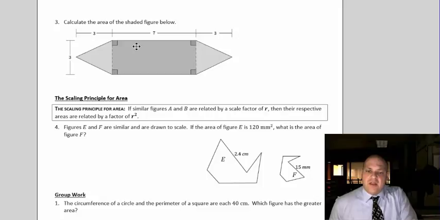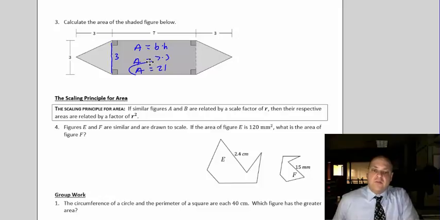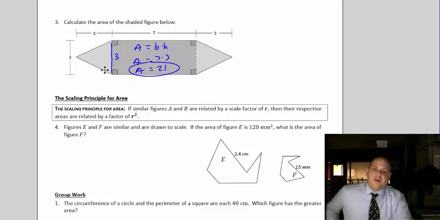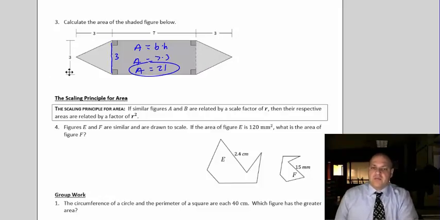The rectangle is base times height. So that's going to be 7 times 3. If this is 3 here, then this must be 3. Okay? And this is 7 here. So 7 times 3, and that means the area is 21. That's the rectangle. All right, now the triangles are identical because they're 3 and then 3, 3.